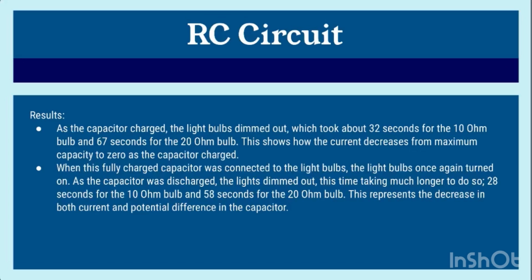When this fully charged capacitor was connected to the light bulbs, they once again turned on. As the capacitor was discharged, the lights dimmed out, this time taking much longer to do so. The 10 ohm bulb took about 28 seconds to discharge, while the 20 ohm bulb took about 58 seconds to discharge. This represents the decrease in both current and potential difference in the capacitor.